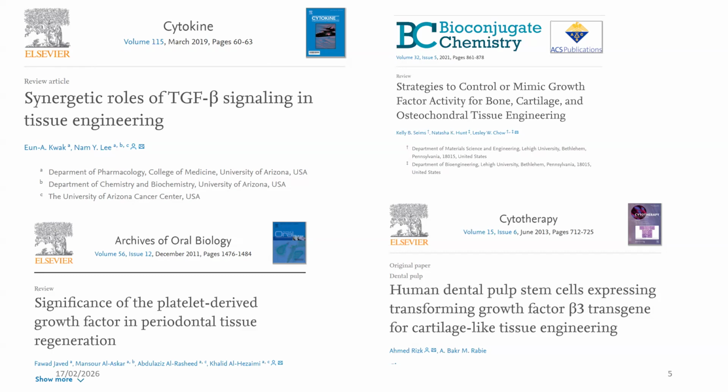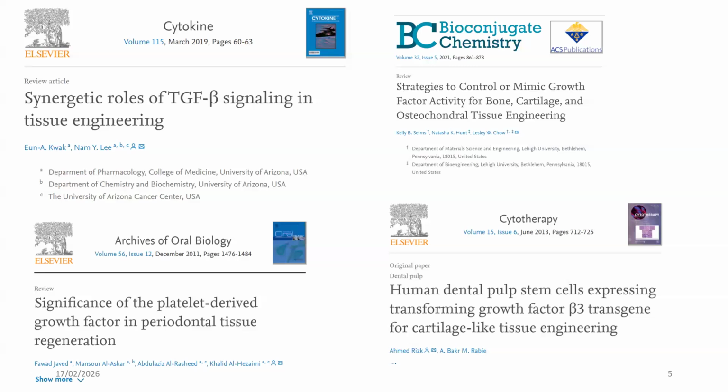One of the very interesting growth factors for periodontal tissue engineering is PDGF, or platelet-derived growth factor. This was published back in 2011 in the Archives of Oral Biology, and you can see the number of citations. If you go online and check, it has been cited a number of times because platelet-derived growth factor is such a critical growth factor for periodontal tissue engineering.